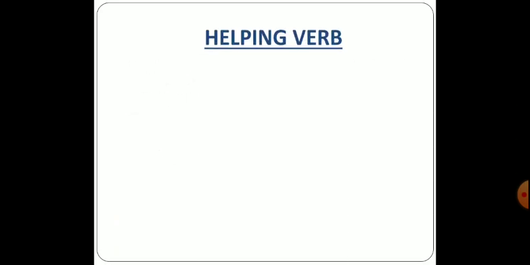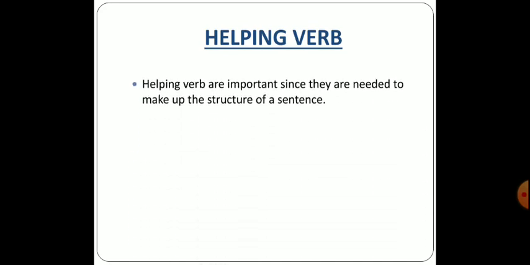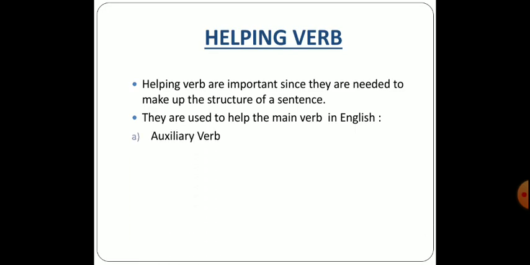The next one is helping verb. Now what do you mean or understand by helping verb? Helping verbs are important since they are needed to make up the structure of a sentence. If we do not put a helping verb, the sentence would be incomplete and it will not give us the exact meaning, we would come to know, but grammatically it would be incorrect. They are used to help the main verb in English.